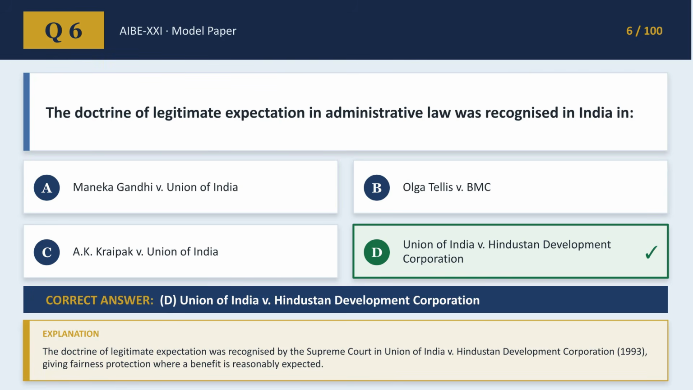Question 6 asks about the landmark case recognizing the doctrine of legitimate expectation in administrative law. The correct answer is D, Union of India versus Hindustan Development Corporation, 1993.